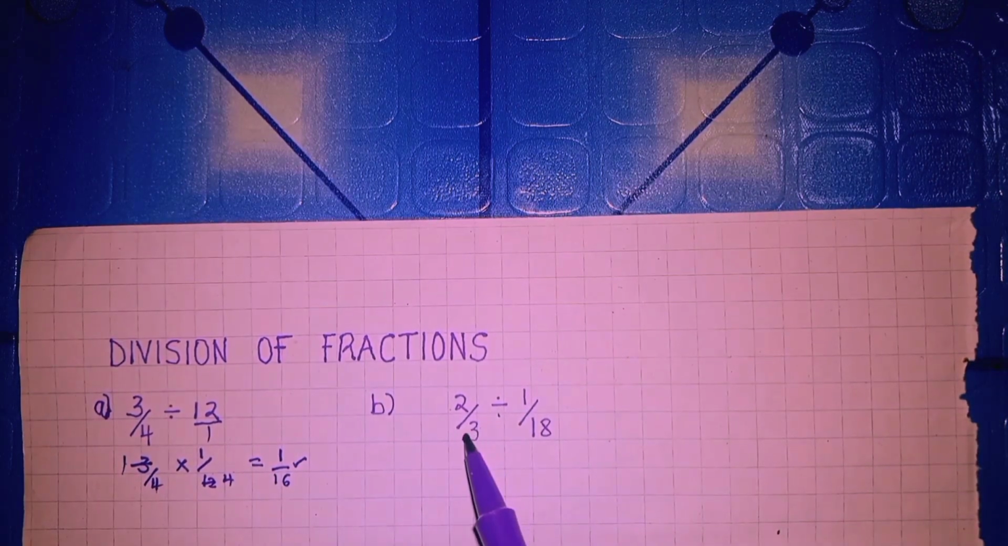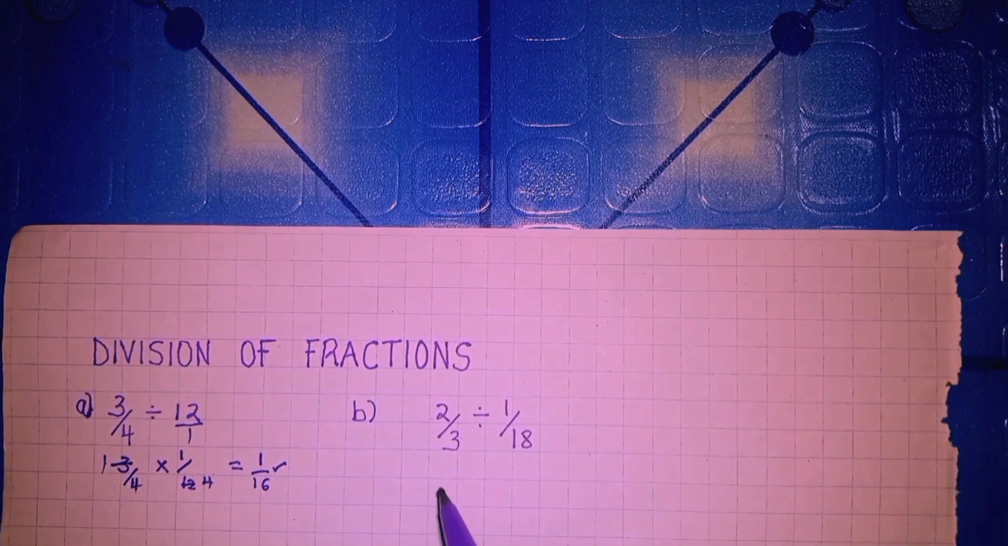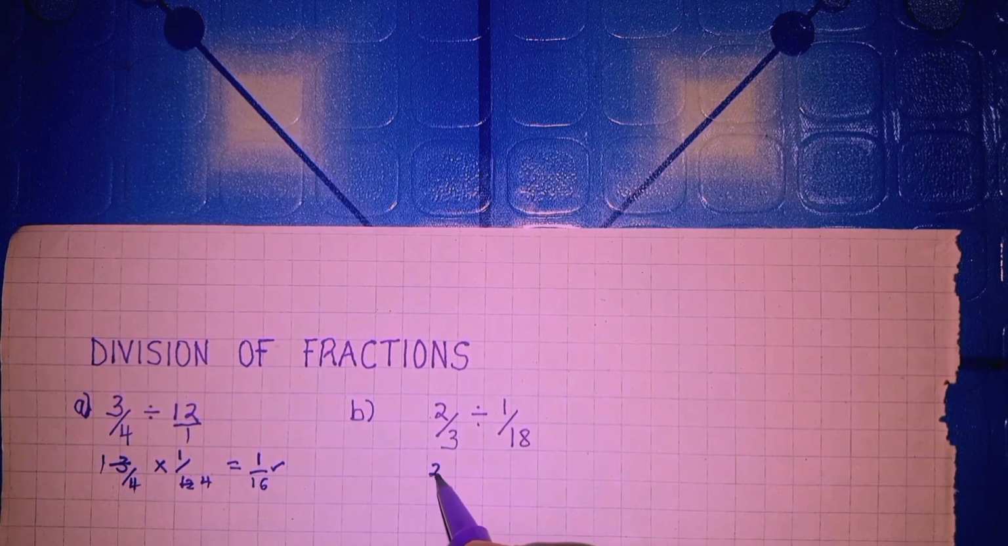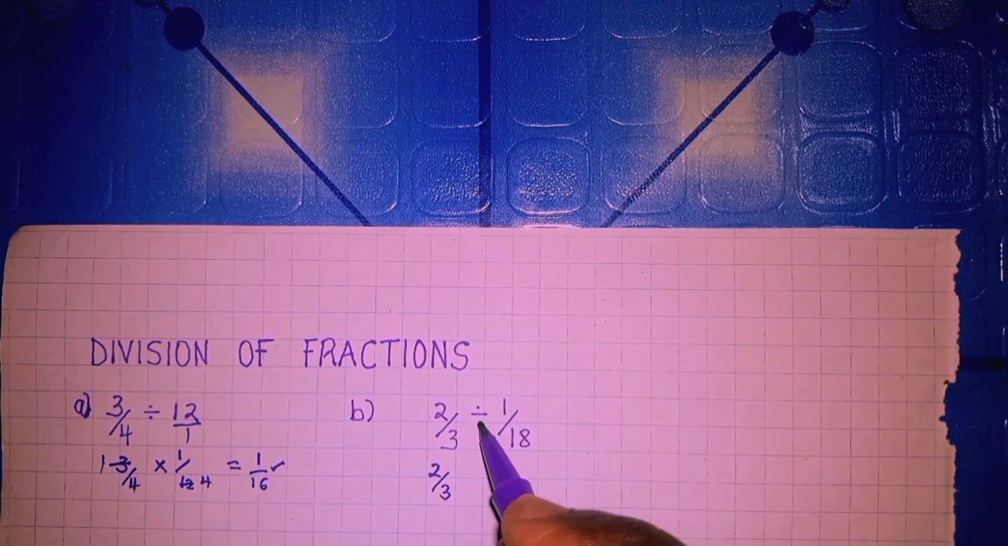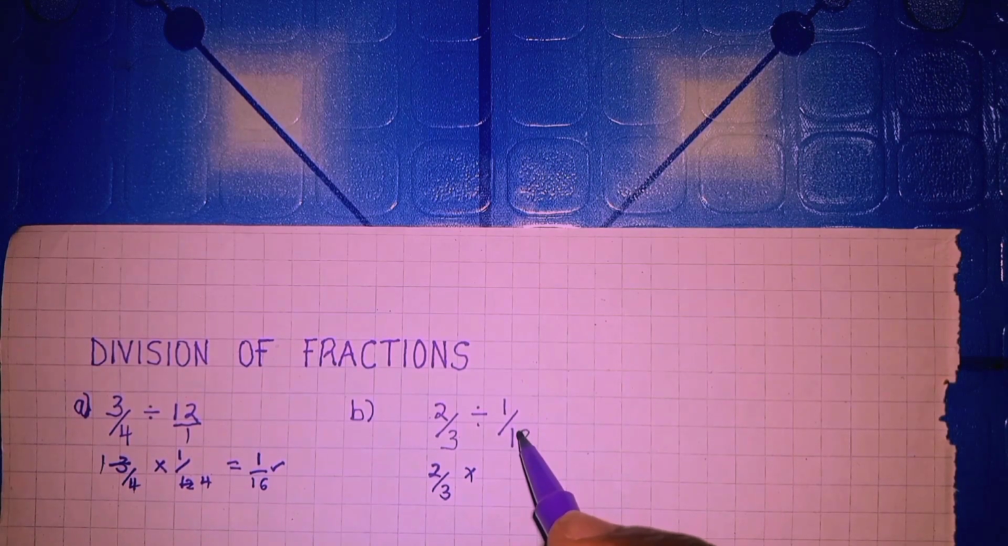So we have 2 over 3 divided by 1 over 18. So this one becomes 2 over 3. Then change the sign as usual, times. After changing the sign, remember to reciprocate the divisor. 1 over 18 becomes 18 over 1.